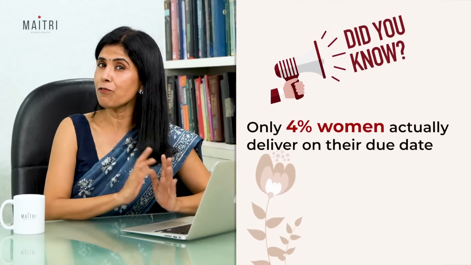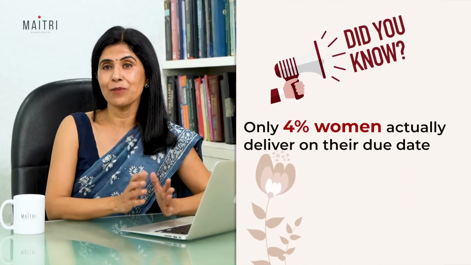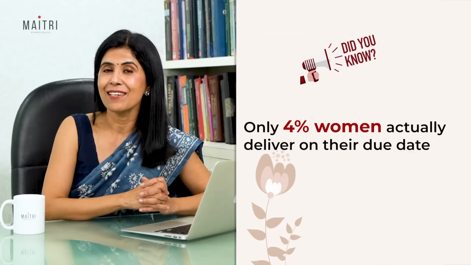No, not really. Do you know only 4% of women actually deliver on their due dates? Remember, once again, your due date is nothing but when you complete 40 weeks. A woman most likely delivers anytime between 37 to 41 or maybe 42 weeks. There could also be some women who might deliver early, which is premature labor.